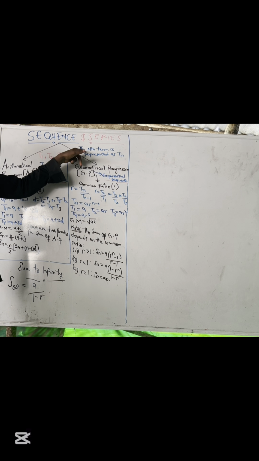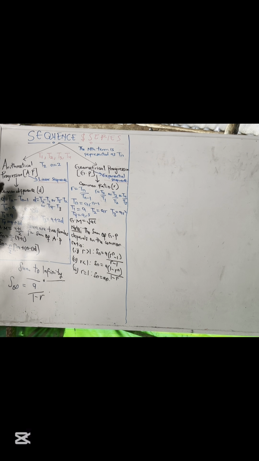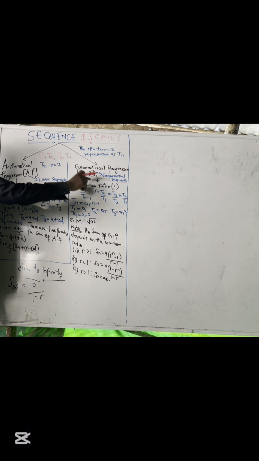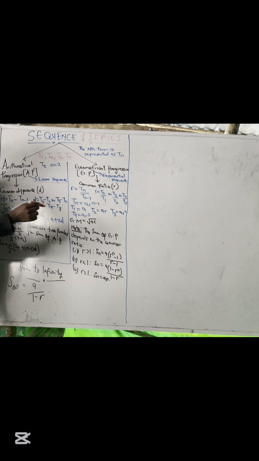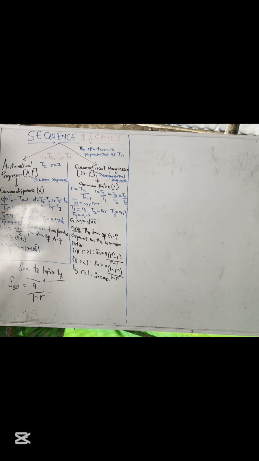You have to know that the nth term is represented as Tn. So if it is for AP, the general formula for the nth term is a plus (n minus 1)d. But if it is for GP, the general formula for the nth term is ar raised to power n minus 1. So therefore, for the first term T1, your T1 is equal to a.